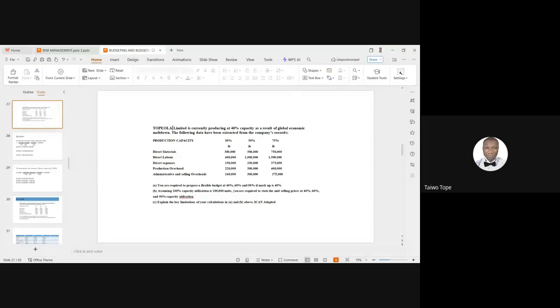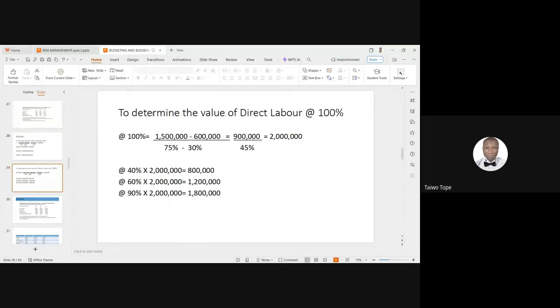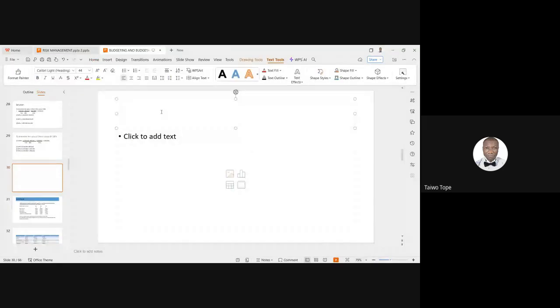To determine the value of variable cost at 100%, we're going to follow this same approach. By this time, everybody should be able to solve this: to determine the value of direct expense at 100%.